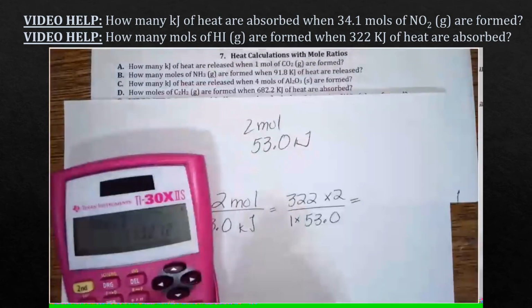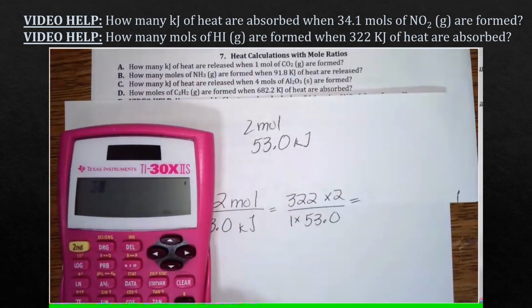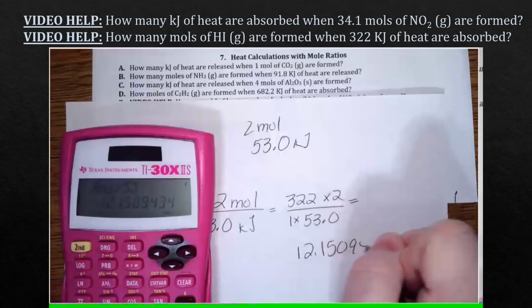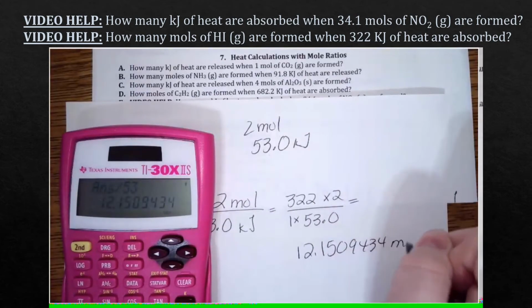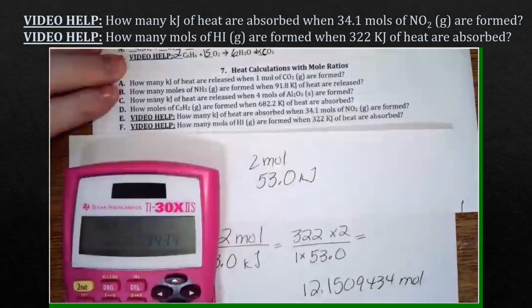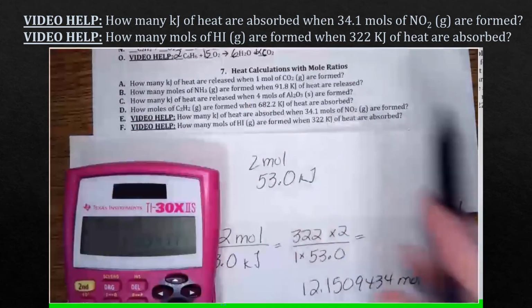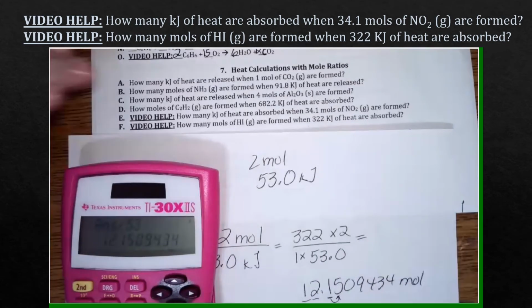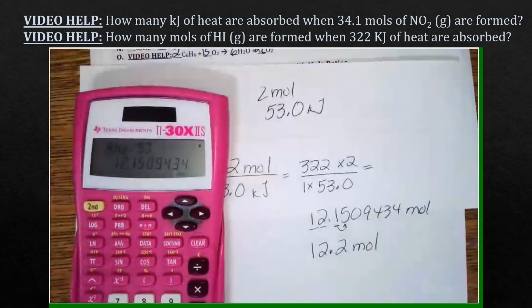So let's do this math and see what I get. 322 times 2 equals, divided by 53 equals 12.1509434 moles. Let's check significant figures. 1, 2, 3 in my problem. 1, 2, 3. 5 tells me to round up. 12.2 moles. And there we go.